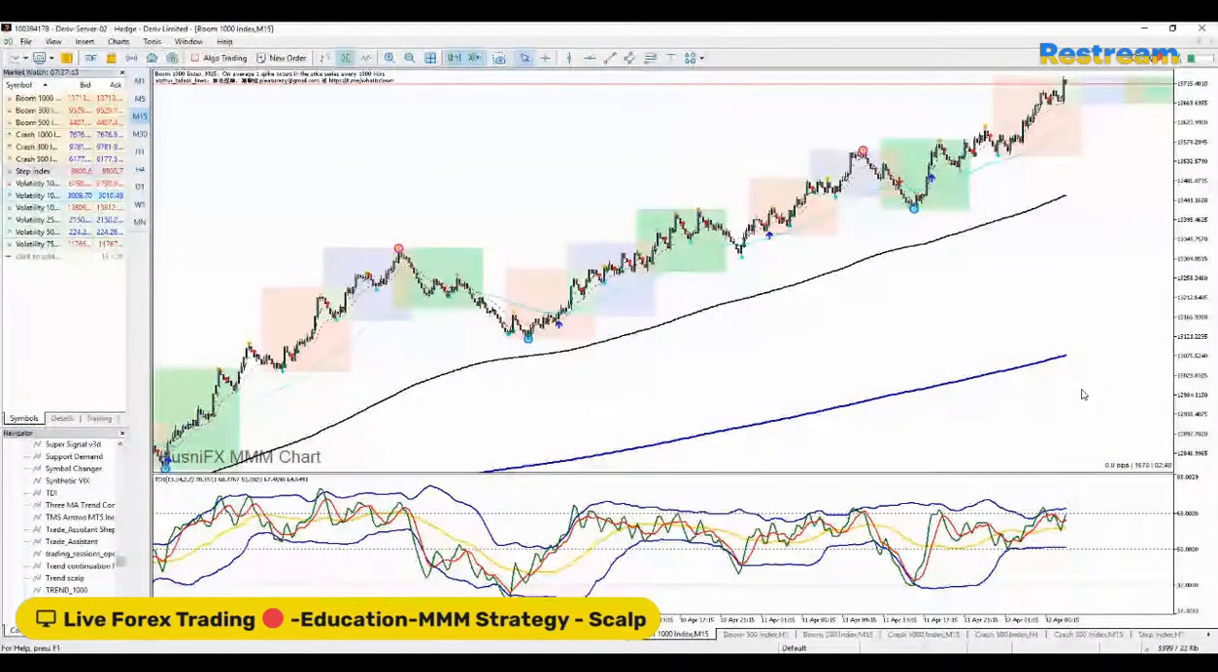You have to understand to check the higher time frame top-down analysis. Let us go on B1 right now in synthetic indices.